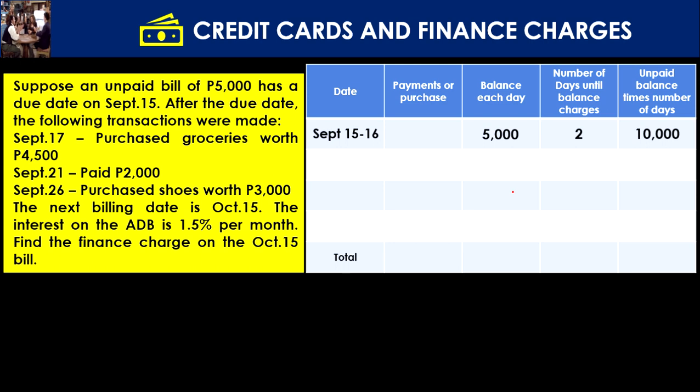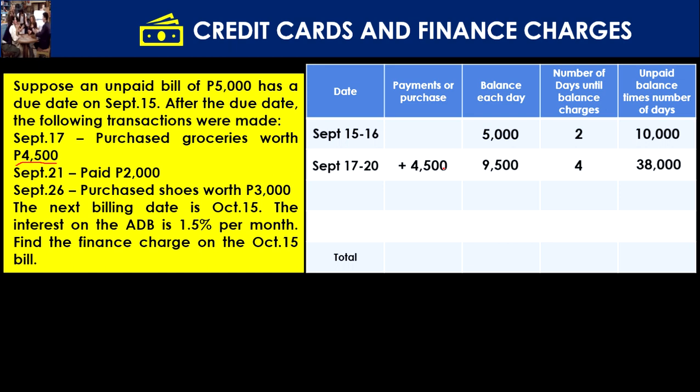On the next transaction, you purchase groceries worth 4,500. So you make a purchase, and we add that 4,500 to our balance. That's 9,500. It starts with September 17, followed by September 18, September 19, and September 20. You still have that balance of 9,500. So September 17, 18, 19, 20, that's 4 days. So 9,500 times 4 is 38,000 pesos.